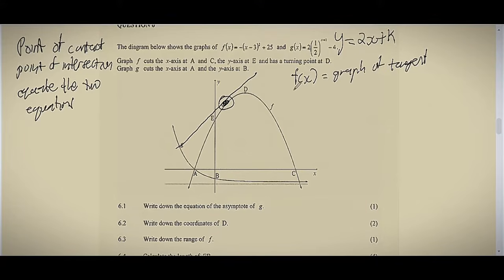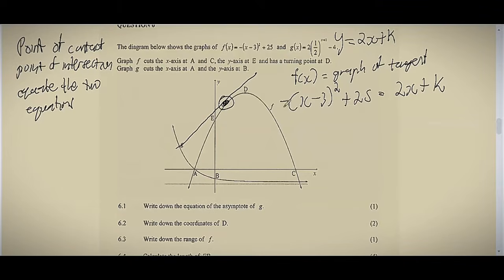So we can take this equation here, negative (x minus 3) squared plus 25, and equate it to this equation here. Now, you might be wondering, we have two unknowns. We have x as an unknown, and k as the unknown, which is why we need to apply the nature of roots. So bear with me as I take you through this one.